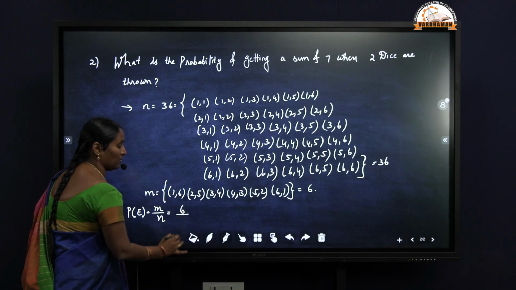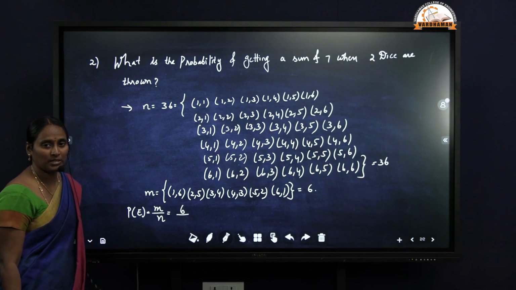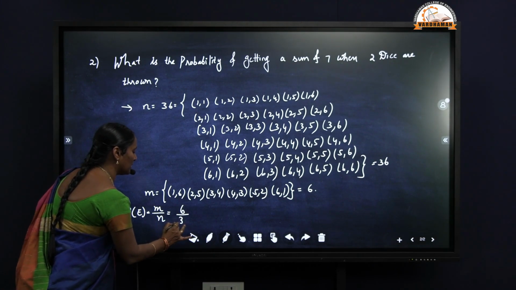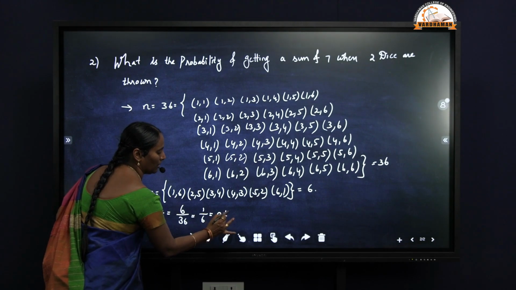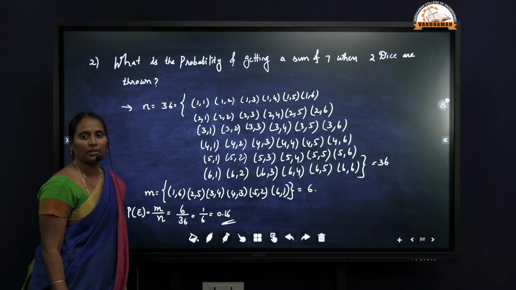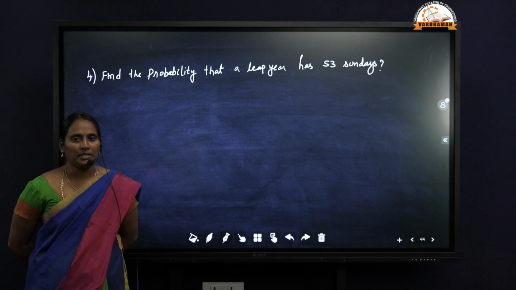Out of 36 cases, you have 6 cases of getting the sum 7, so the probability is 6 by 36, which is 1 by 6, so we have the probability as 0.16. Now let us see the next problem.